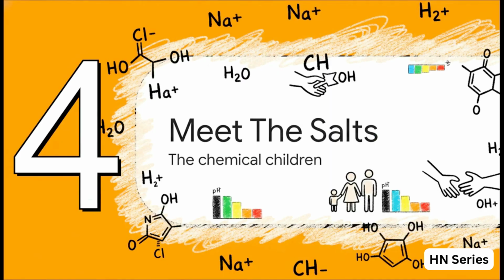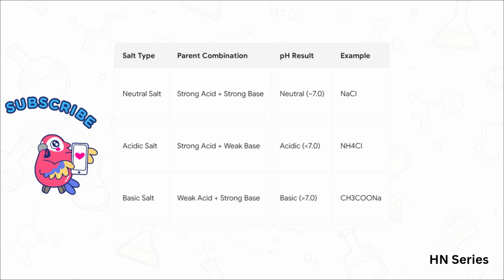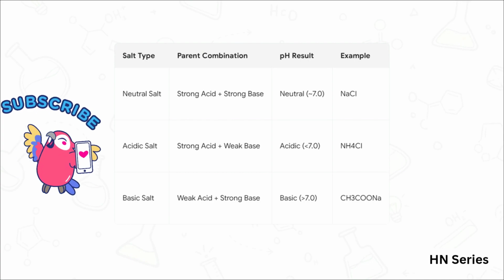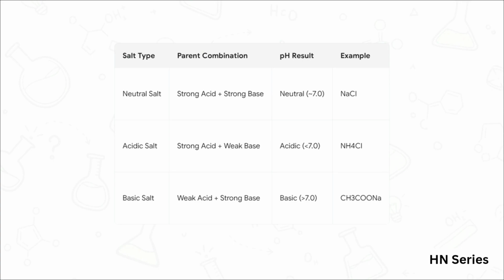Okay, so that brings us to the children of this chemical marriage, the salts. But here's a little twist. They aren't always perfectly neutral like you might expect. See, a salt's final pH really depends on how strong its parents were. It's like a chemical tug of war. If you have a strong acid and a strong base, they're evenly matched and you get a neutral salt, right around a pH of 7. But if you have a strong acid and a weak base, the acid parent wins out and you get an acidic salt. And if it's the other way around, a weak acid and a strong base, the base parent wins and you get a basic salt. The stronger parent always wins the pH battle.